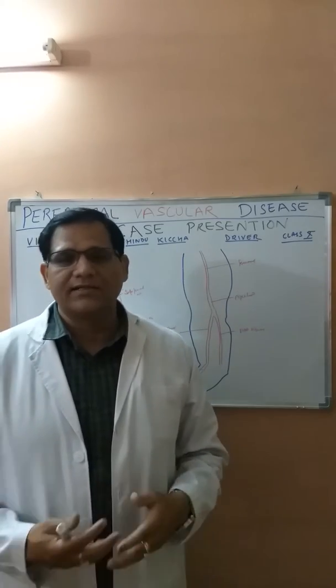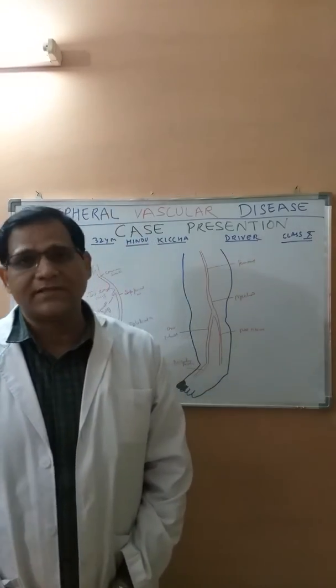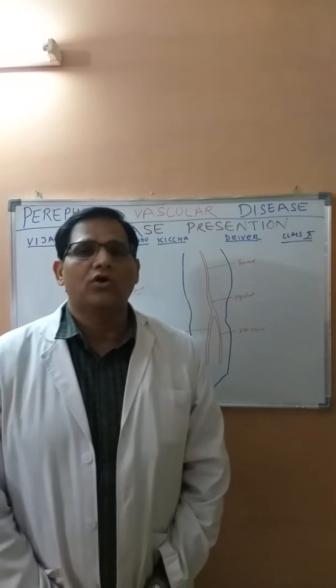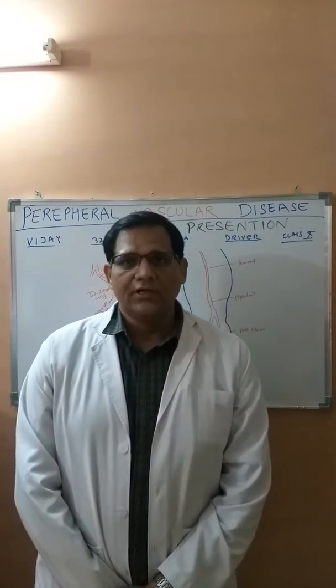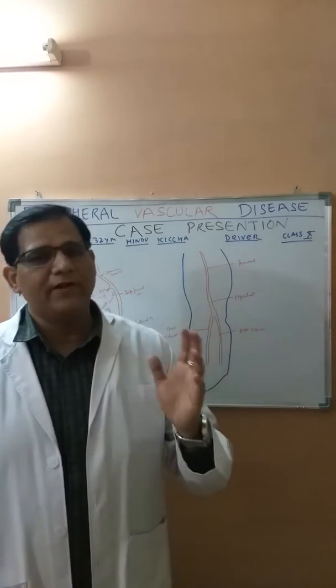For the abdominal arteries, there is no abdominal pain, no loss of sensation or tingling sensation over the affected limb, the other limb, or the upper limbs. There is no such complaint from the patient. So this is how you elaborate the history of present illness in peripheral vascular disease.